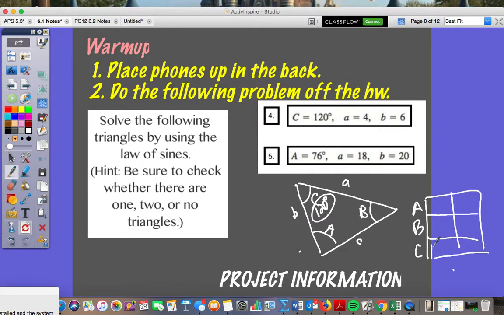120, yeah, 120. C is 120. Nicely done. Good, Hannah. Give yourself 2 on that. I love it. A is 4. I always try to circle what I already have. B is 6.